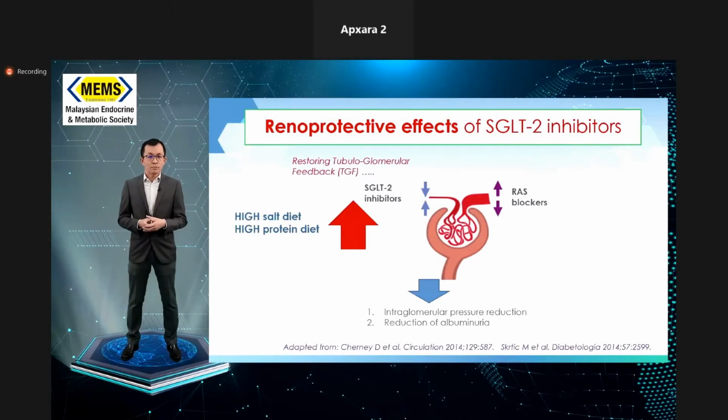So in this particular context, I want to highlight the importance of diet. As we know, high salt diet as well as inappropriately high protein diet can increase intraglomerular pressure and worsen proteinuria. So in order to optimize the effects of SGLT2 as well as RAS blocker, we need to make sure patients are not taking high salt as well as high protein diet.